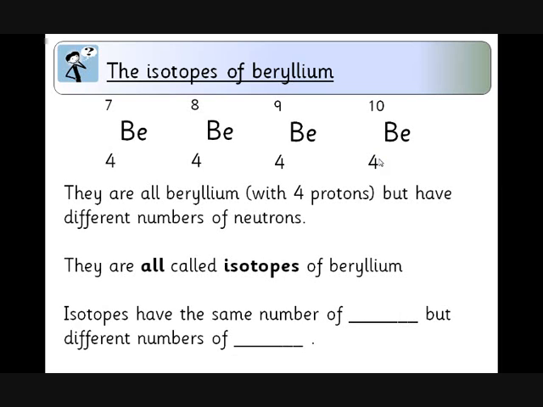They are all beryllium. They are all chemically the same, but they have different numbers of neutrons, and we call these isotopes. This word isotope does cause some confusion. Think of it as maybe version or something like that, but they are all called isotopes of beryllium. And the thing to remember is that isotopes have the same number of protons but different numbers of neutrons.